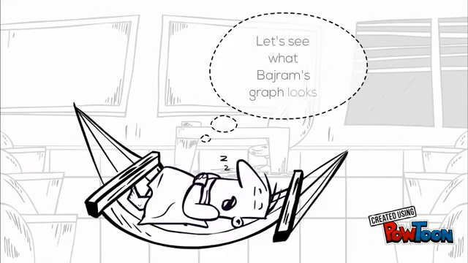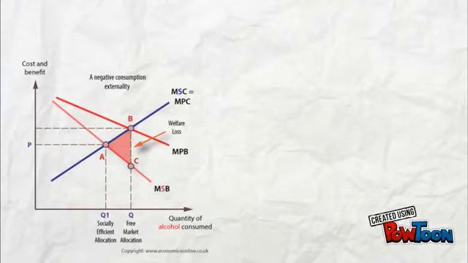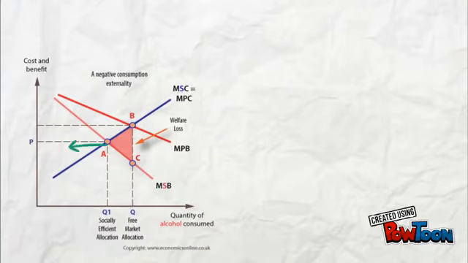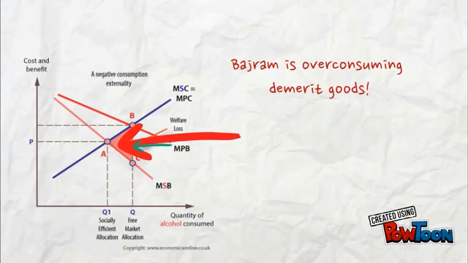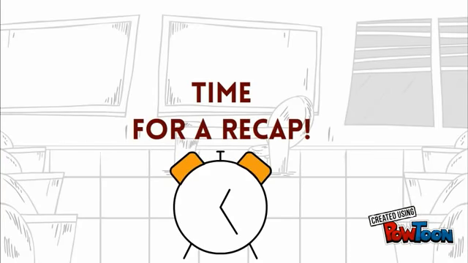Now let's see what Bayram's graph looks like. Bayram is probably not aware of the external costs that he's causing by smoking and drinking, therefore he consumes at point B. The triangle here represents the welfare loss that Bayram is causing. He could be consuming at point A, but instead he is over-consuming at point B. Now let's recap what we've just learned.